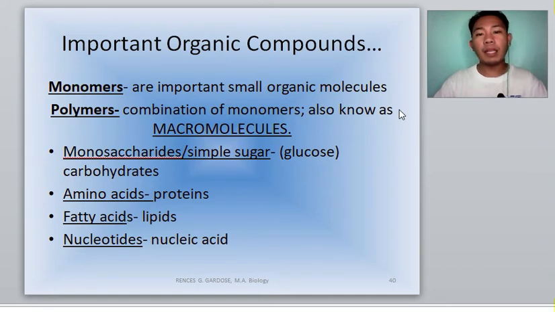There are also important organic compounds. So before we go further, we define first monomers. Monomers are important small organic molecules. And when we say polymers, these are combinations of monomers, also known as macromolecules. The monosaccharides or glucose are the monomers of carbohydrates. The amino acids, the monomers of proteins. Fatty acids are the monomers of lipids. And the nucleotides are the monomers of nucleic acids.